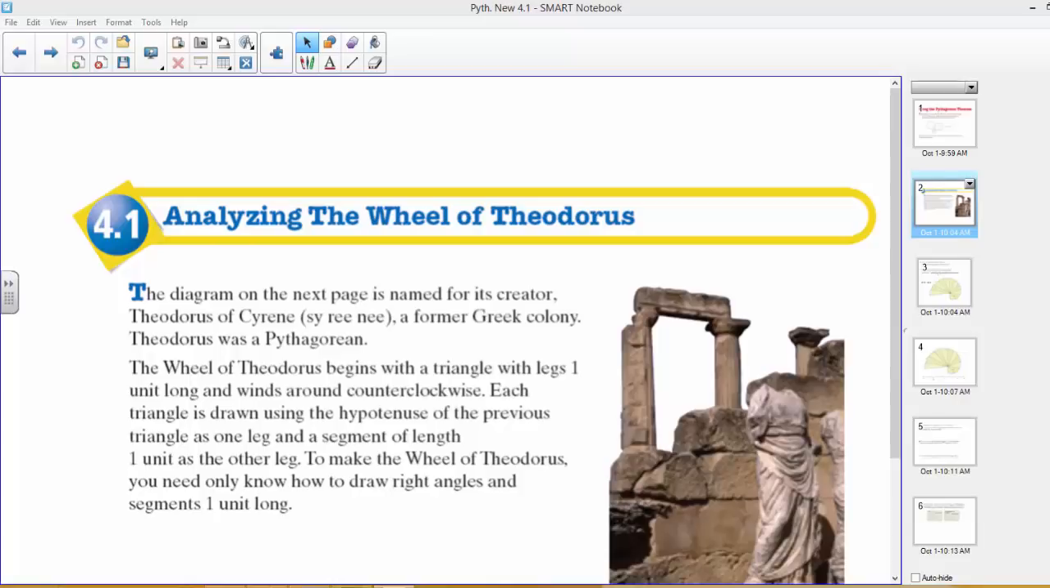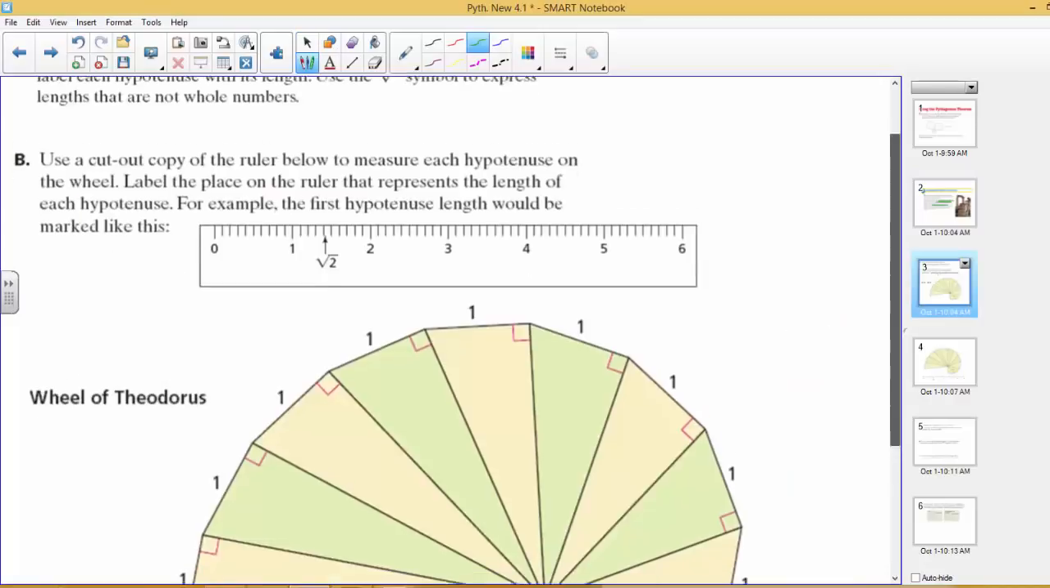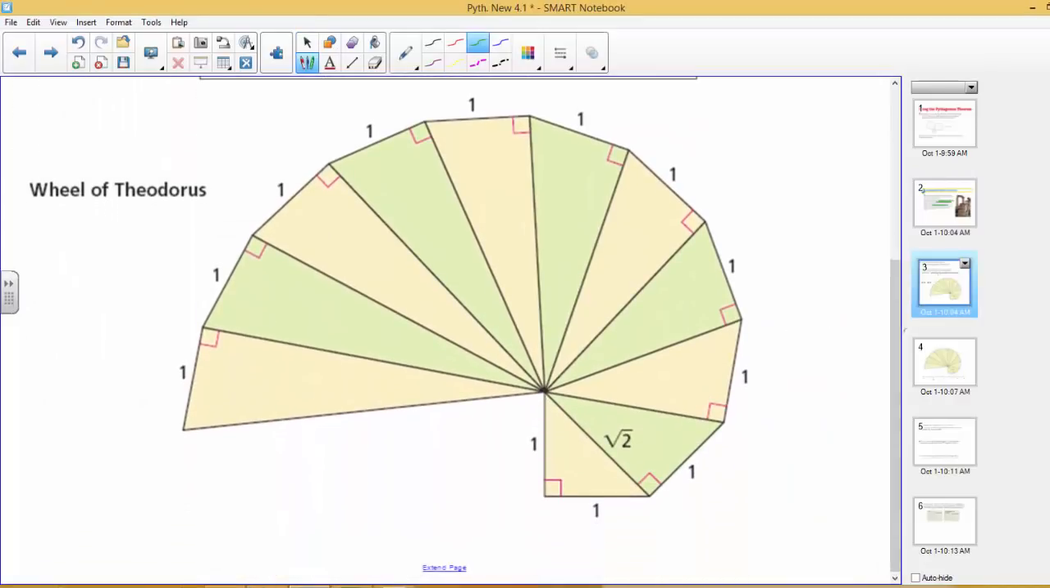Alright, 8th graders, we're going to be completing 4.1 and 4.2 today to find the hypotenuse. You have a 1 by 1 triangle, and to find the hypotenuse, you would do 1 squared plus 1 squared to equal c squared. That would be 1 plus 1, which is 2, so c would equal the square root of 2.